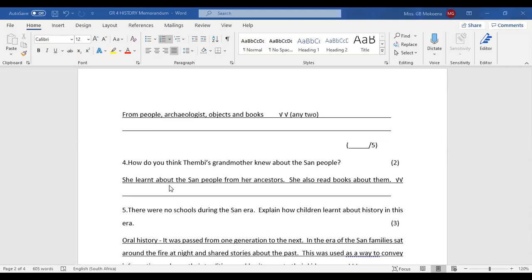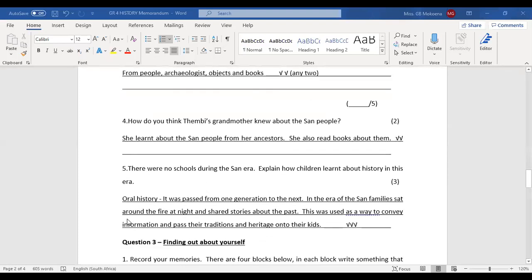Ma'am, I said she explored. Yes, she explored. It's also true. Okay, nice. On the group chat, Pamela says Tembi's grandmother knew about the San because she is an elder person. Okay, nice.